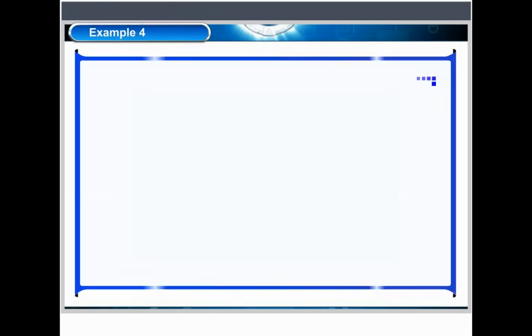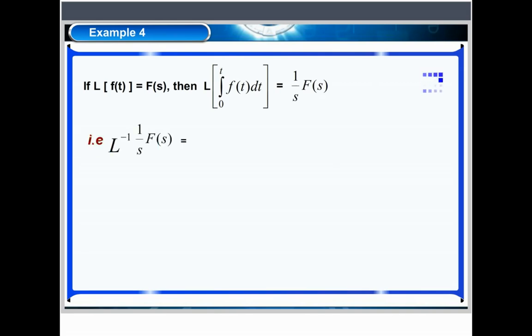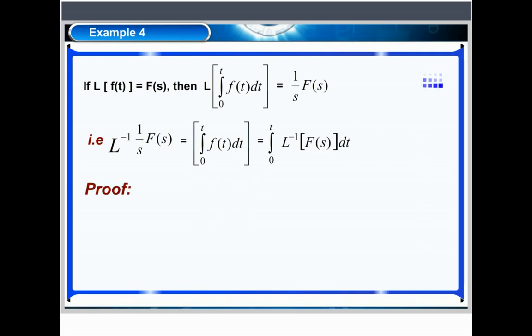Example 4. If L of f of t equals capital F of s, then L of integral 0 to t f of t into dt equals 1 by s into capital F of s. That is, L inverse of 1 by s into capital F of s equals integral 0 to t f of t into dt equals integral 0 to t L inverse of F of s into dt. Proof. L of f of t equals integral 0 to infinity e power minus st f of t into dt.